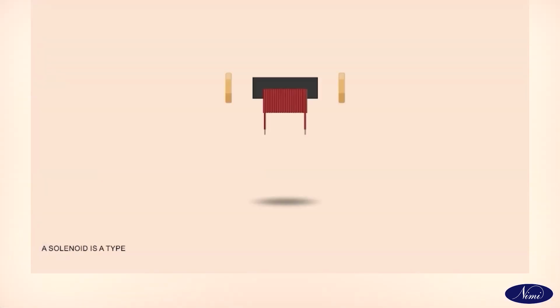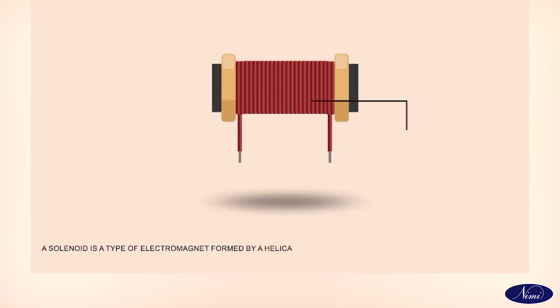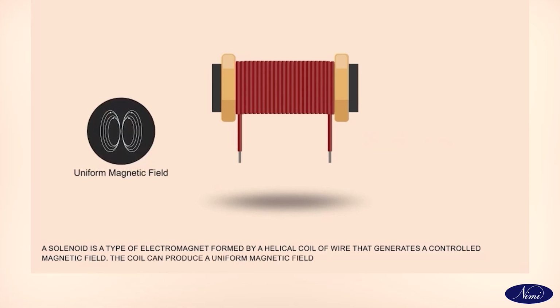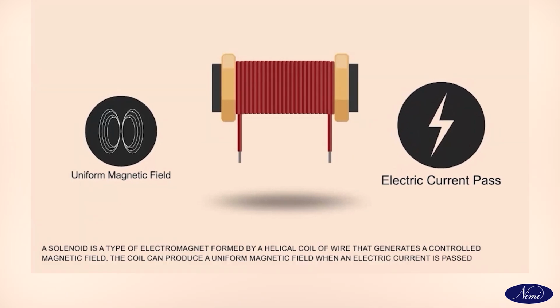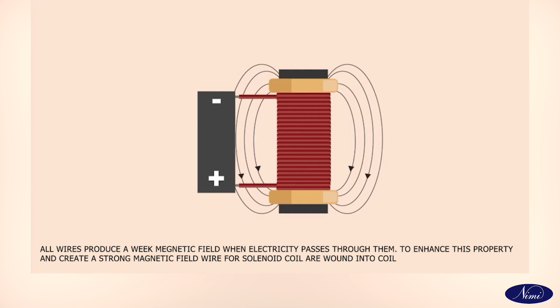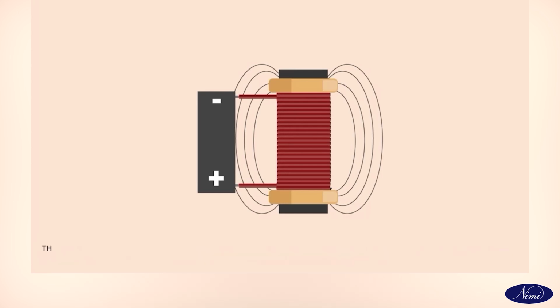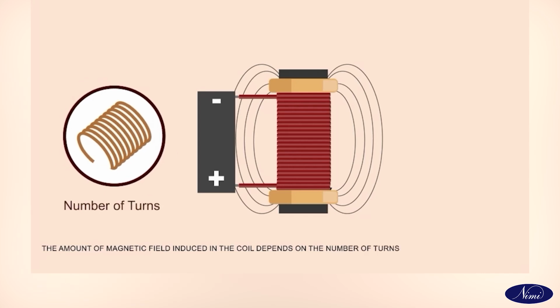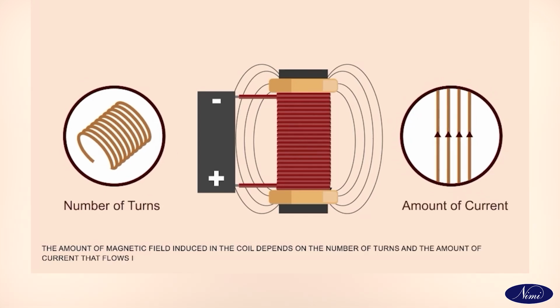A solenoid is a type of electromagnet formed by a helical coil of wire that generates a controlled magnetic field. The coil can produce a uniform magnetic field when an electric current is passed through it. All wires produce a weak magnetic field when electricity passes through them. To enhance this property and create a strong magnetic field, wires for a solenoid coil are wound into a coil. The amount of magnetic field induced in the coil depends on the number of turns and the amount of current that flows in the coil.